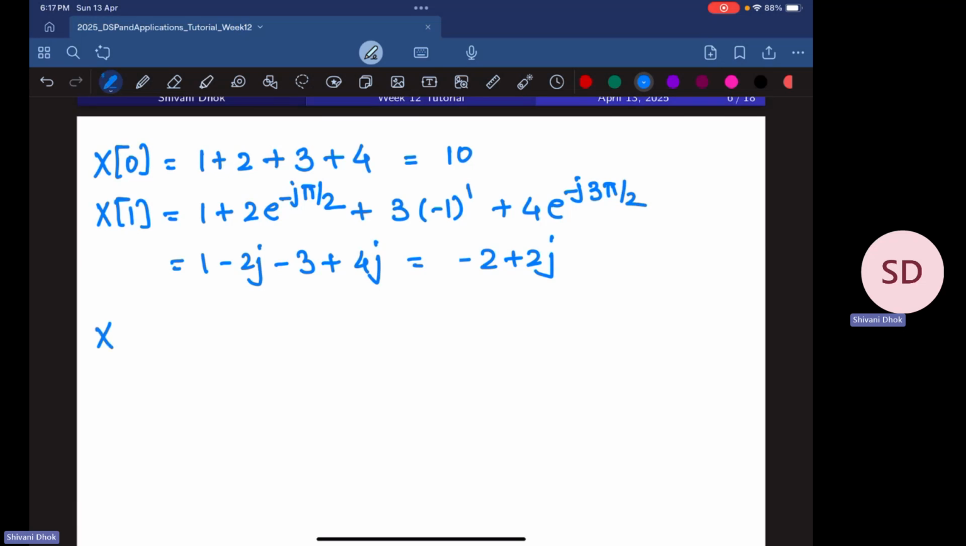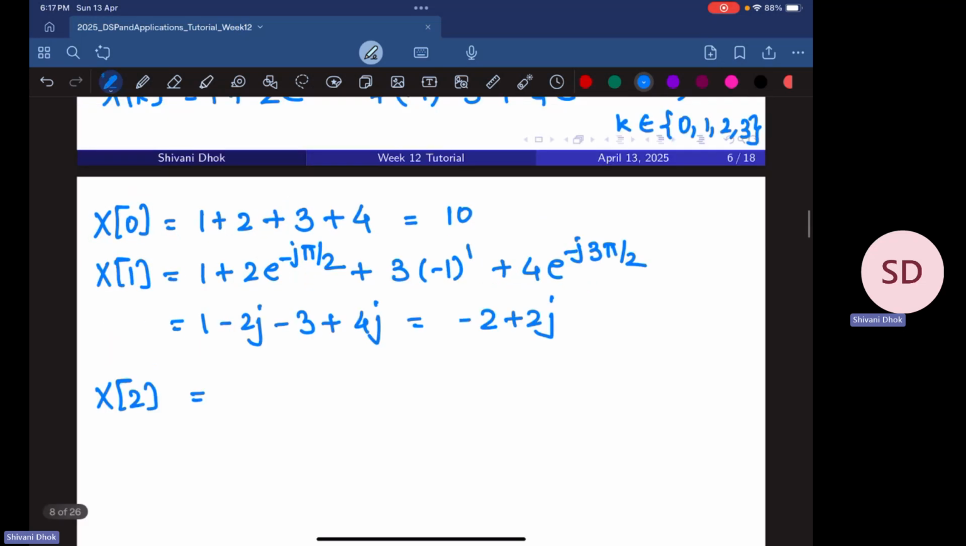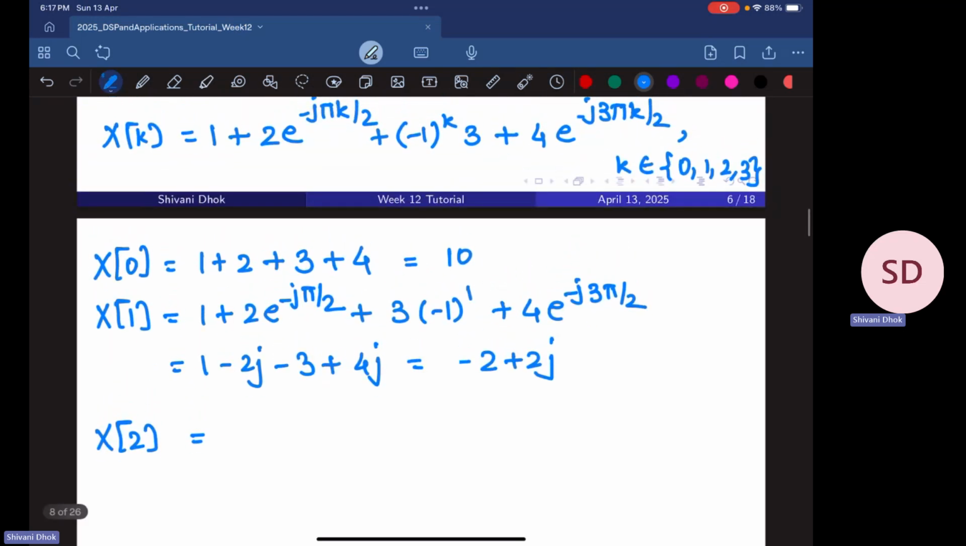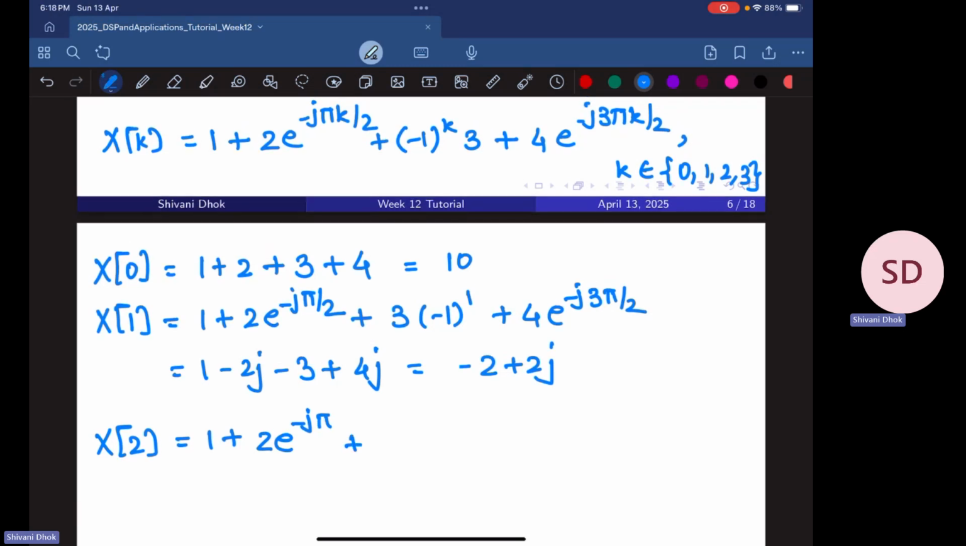Then we have, in similar way, we can find X of 2, which will be equal to 1 plus 2 into e power minus j pi k, with k equal to 2, plus minus 1 to the power 2 into 3 plus 4 into e power minus j 3 pi. So this is equal to 1 minus 2 plus 3 minus 4, and this comes out to be equal to minus 2.